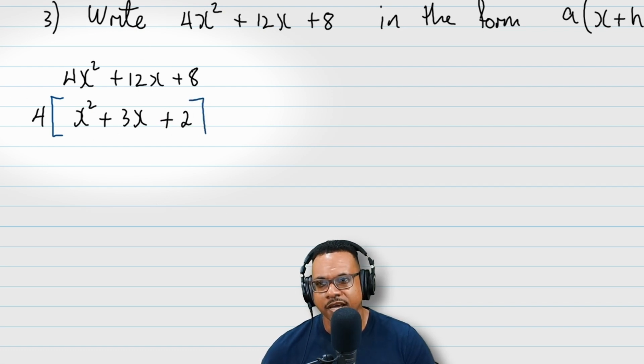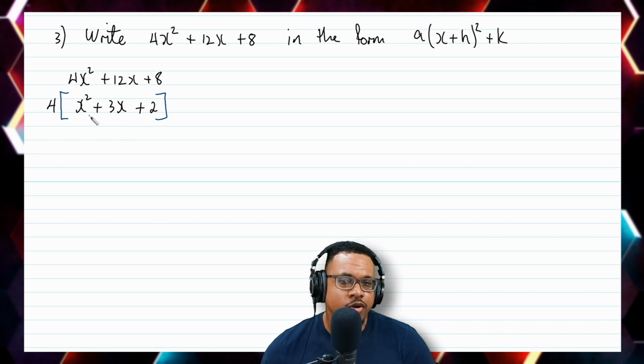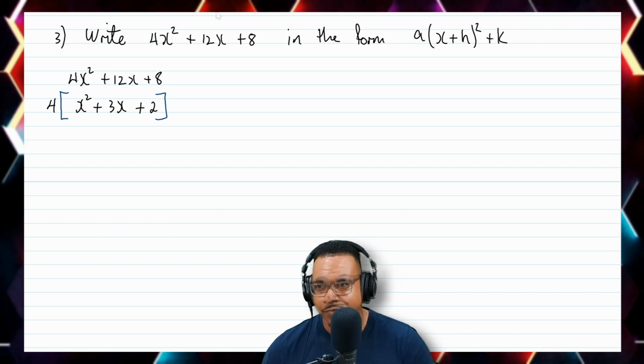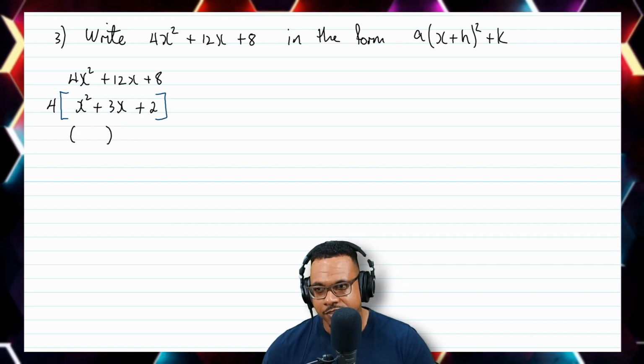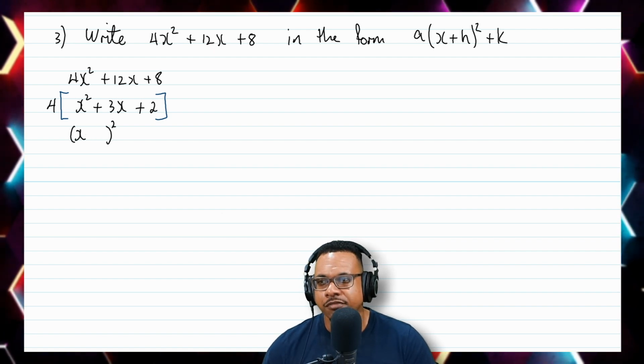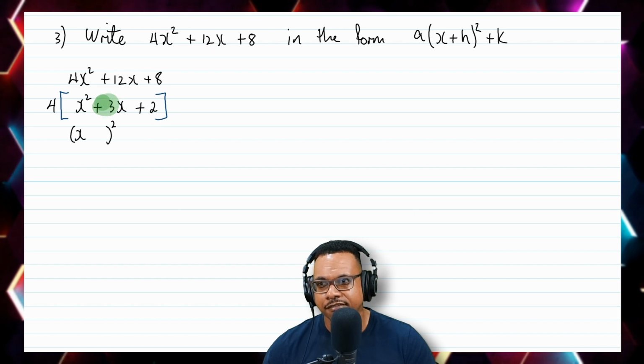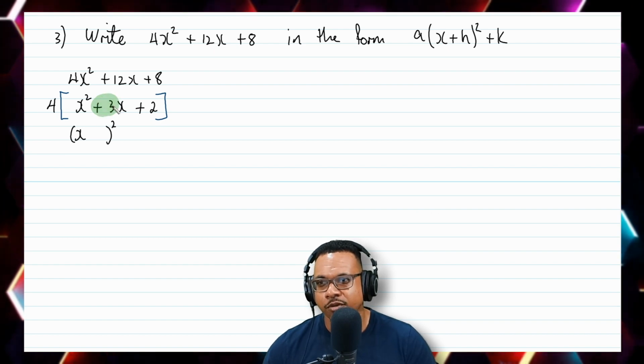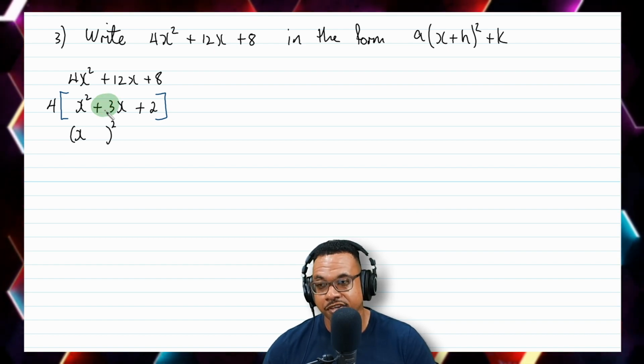And now I'll close my brackets. So now I'll focus on what's inside this bracket here. So I'll put my brackets for my perfect square. The variable is x, I write back x. I would find half of the coefficient of x. And now the coefficient of x is positive 3.